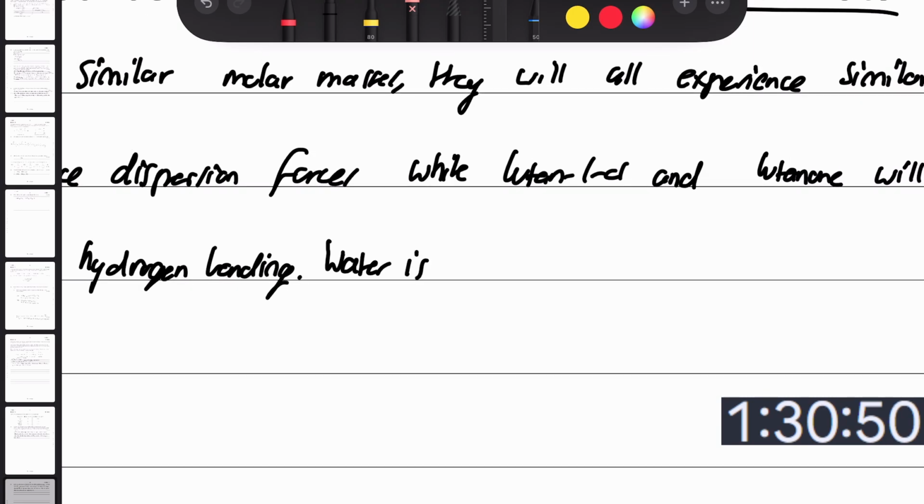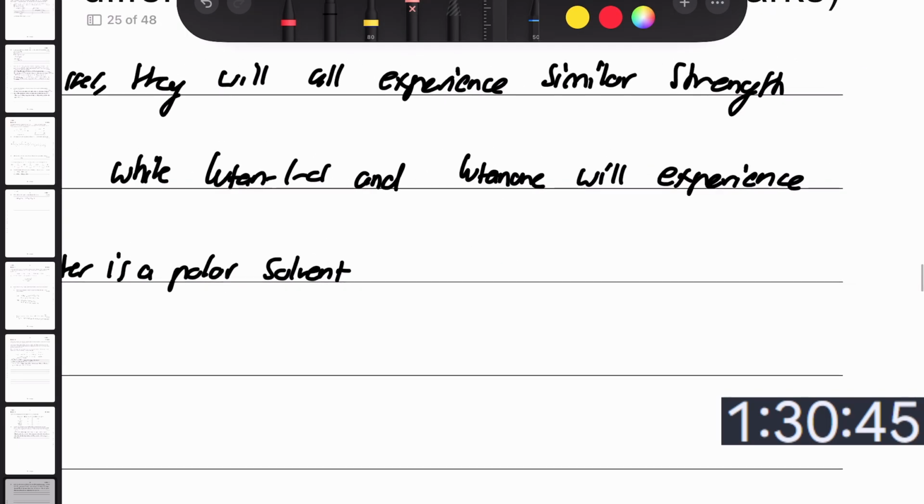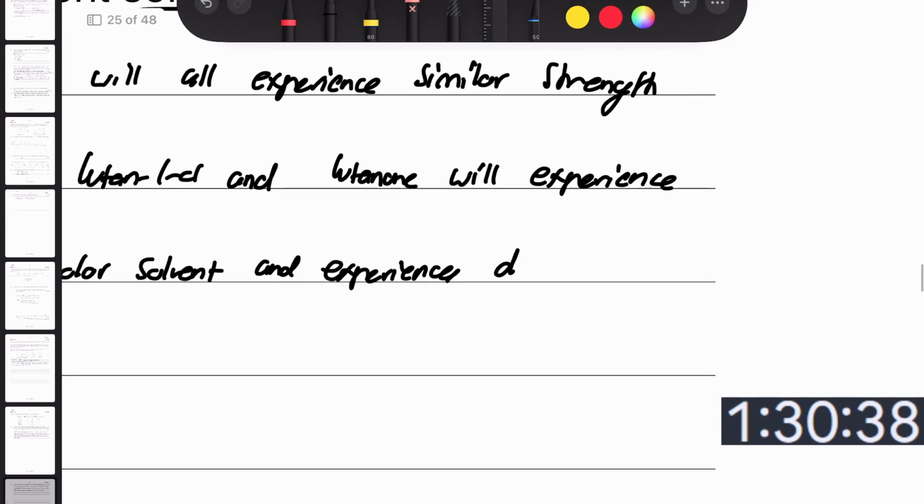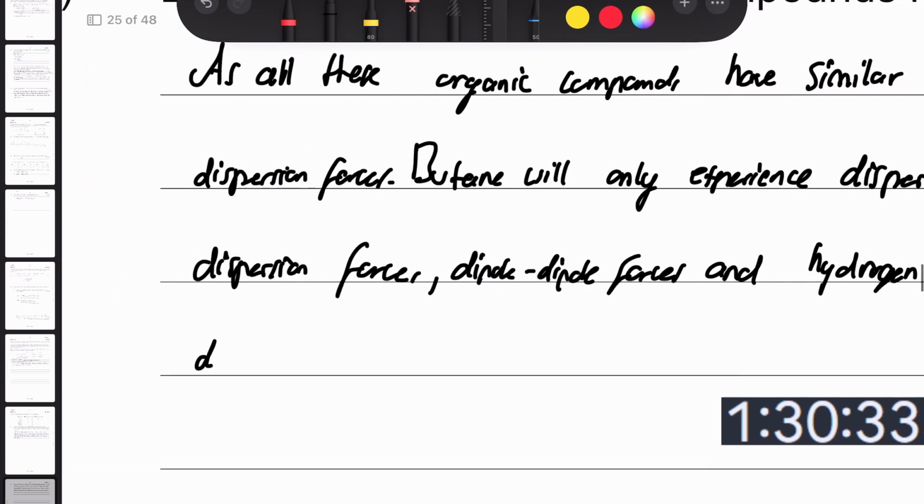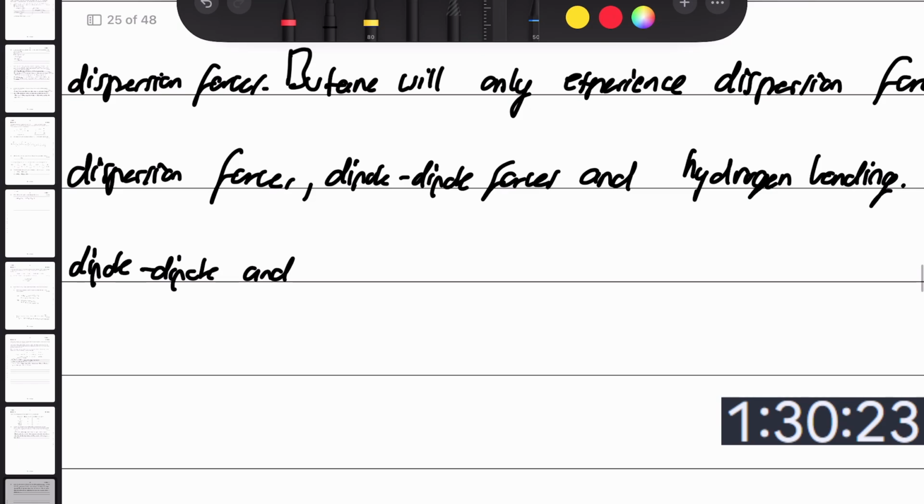Water is a polar solvent and experiences dispersion, dipole, hydrogen bonding between itself.